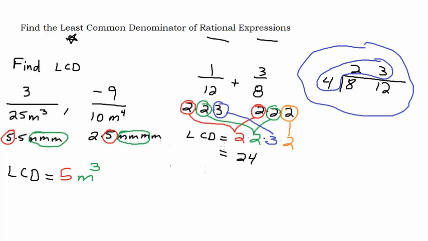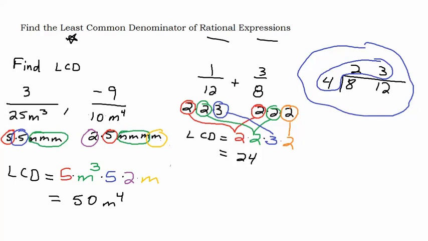So now what do I have left? Well, I have this other 5 over here that I haven't used, so I have to put that in there. I have this 2 I haven't used, so that has to go in there. And then I have this m that I haven't used, so that has to go in there. Then I'm going to multiply all this together: 5 times 5 is 25, times 2 is 50, m to the fourth. And that would be my least common denominator.